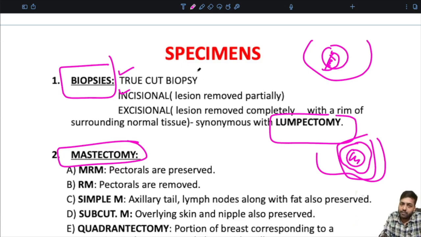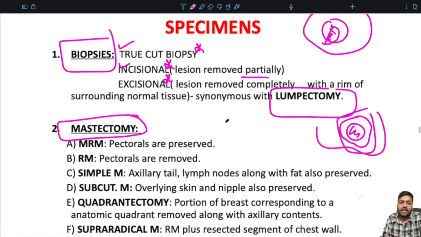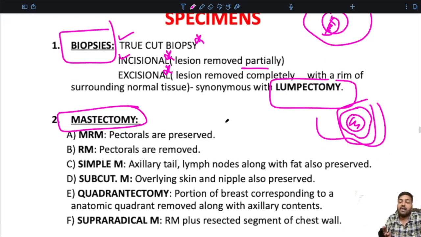So there is a TRUCUT biopsy that we can get from the breast. There is an incisional biopsy wherein the lesions are removed partially. There is an excisional biopsy wherein the lesions are removed completely with a rim of surrounding normal tissue, and this is synonymous with lumpectomy. So excisional biopsy of the breast and lumpectomy are the same things. Then in case of breast, we have the mastectomy, that is the removal of the breast.